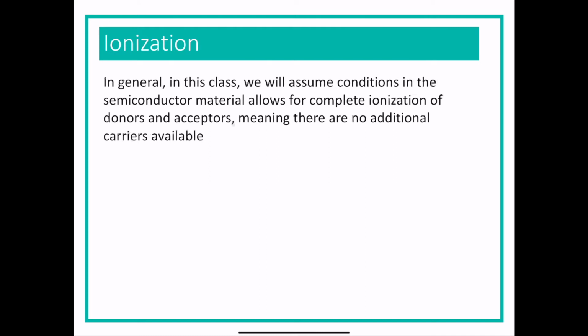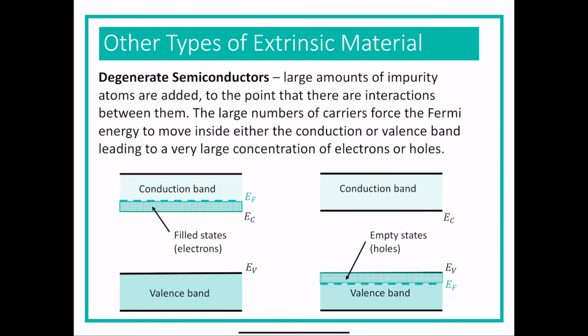But you can add a bunch more, and you can create something known as degenerate semiconductors. Degenerate semiconductors are materials to which so many acceptor or donor atoms have been added that it basically pushes the Fermi energy, in the case of N material, all the way up into the conduction band, or with P material, all the way down into the valence band, which means there's just tons and tons of electrons or holes, depending. And sometimes this type of material is used.